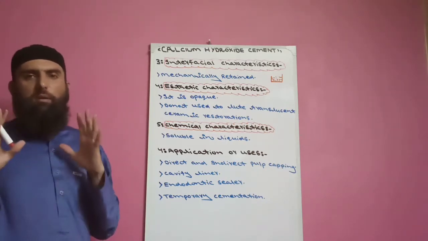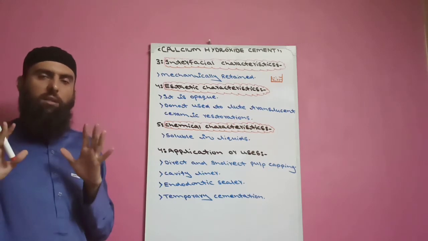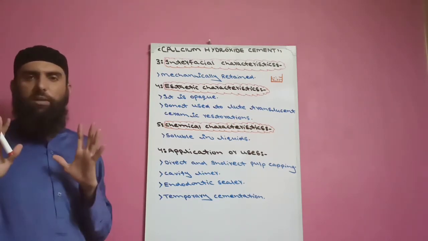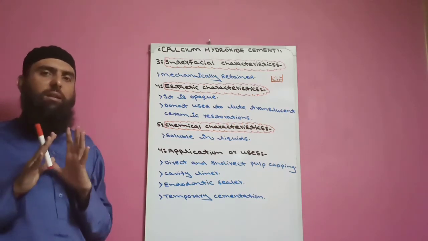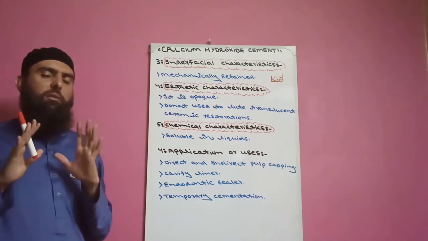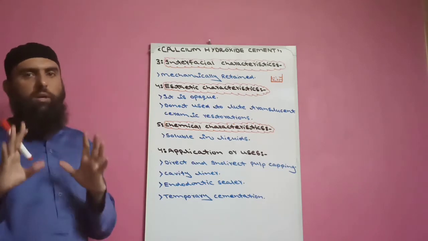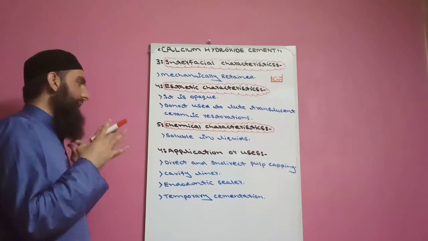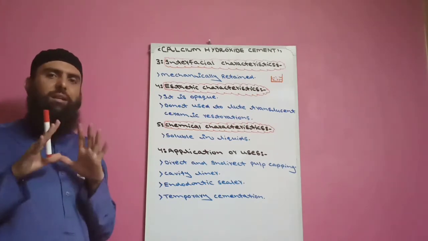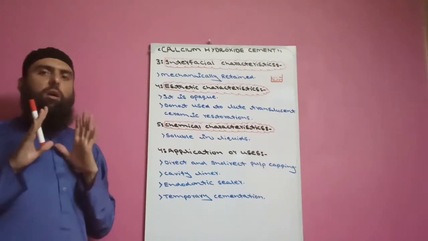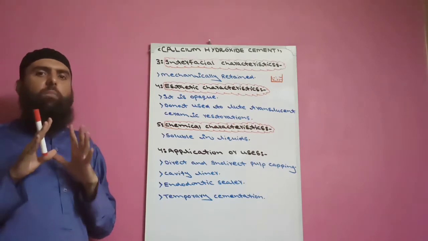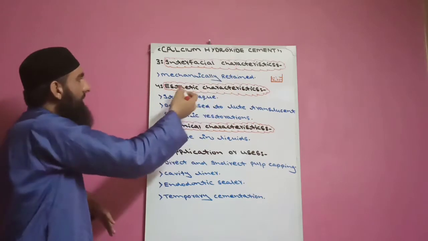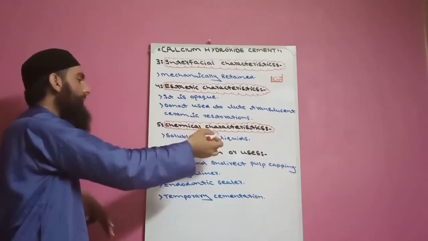Now there are two types of fluids. One is water, one is oral saliva. Calcium hydroxide is more soluble in water but less soluble in oral saliva as compared to water. This is the chemical characteristics. Now material characteristics is complete. We studied the biological characteristics, mechanical characteristics, interfacial characteristics, aesthetic characteristics, chemical characteristics.